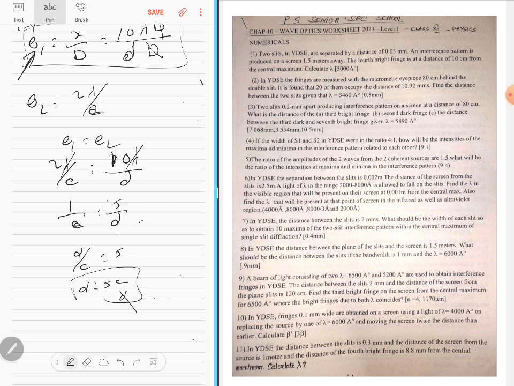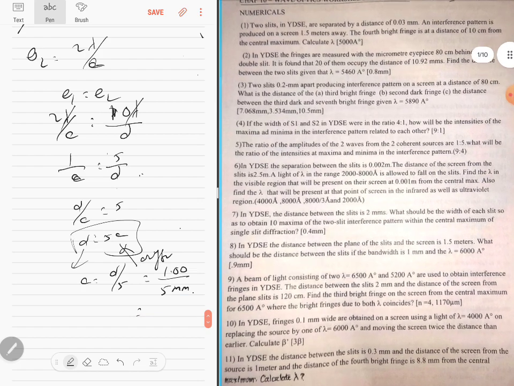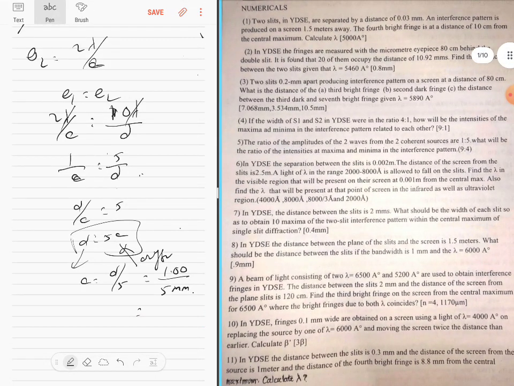So a stands for the diffraction slit width, whereas small d stands for the slit separation, and therefore a is equal to d by 5. The d itself is 1.00 millimeter, so a is 1.00 by 5 millimeter, which eventually gets you to 0.2 millimeter.